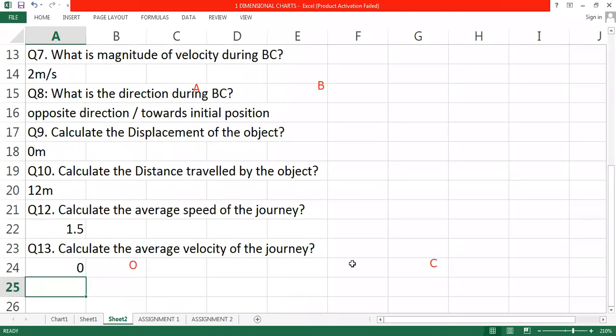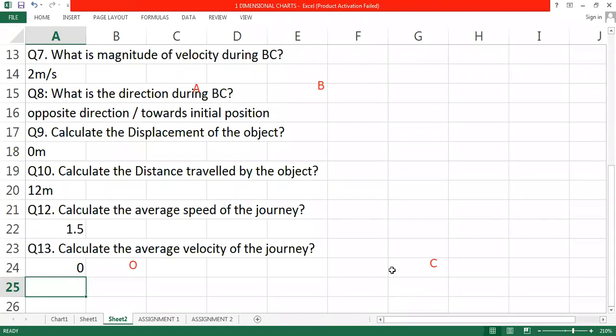Why will the average velocity be zero? Because average velocity is displacement upon total time. How much is the displacement? Displacement is zero. So that's why the average velocity is zero. Clear class? All of you understanding?